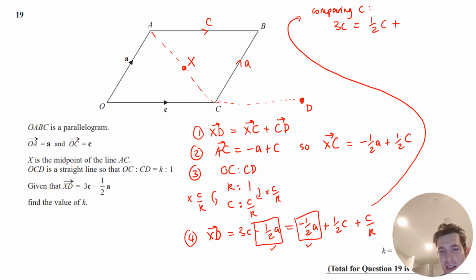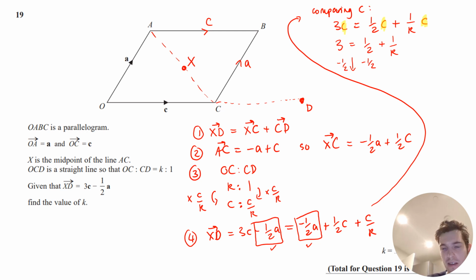And I'm actually going to write C over K as 1 over K lots of C. Maybe you'll see why I've done that. Well, I've done that because now, if I just highlight my C's, I can compare the coefficients. So 3 is a half plus 1 over k. And now I've got an equation with just k in it, and I can ignore the c's because I'm comparing the coefficients. Right, so let's subtract a half from both sides.